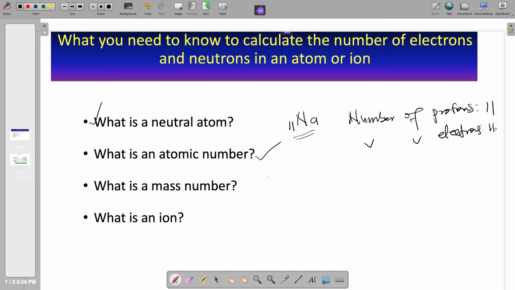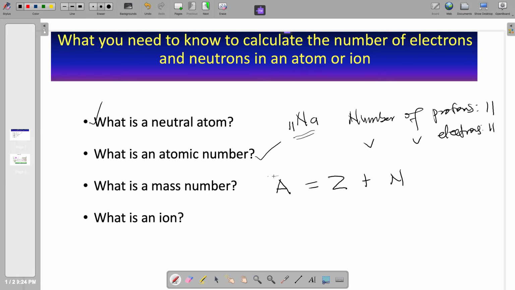Now, what is a mass number? Mass number is the sum of the number of protons plus the number of neutrons. So basically, the mass number is the atomic number plus the number of neutrons. Usually we can write a mathematical expression relating the mass number to atomic number and number of neutrons. So we'll say the mass number, represented as the letter A, is equal to the atomic number Z plus the number of neutrons.